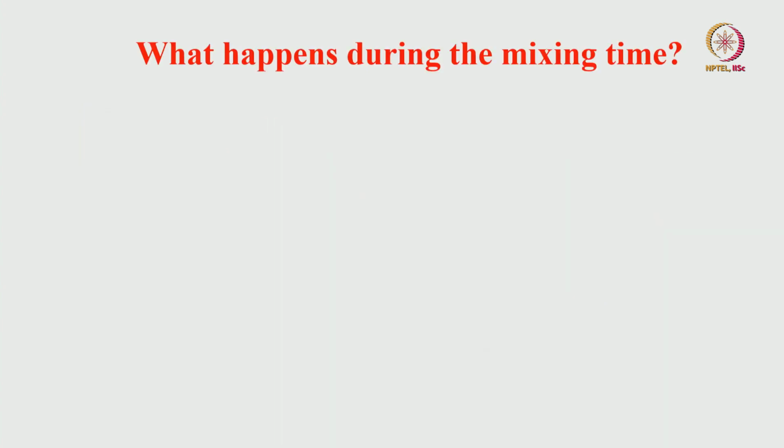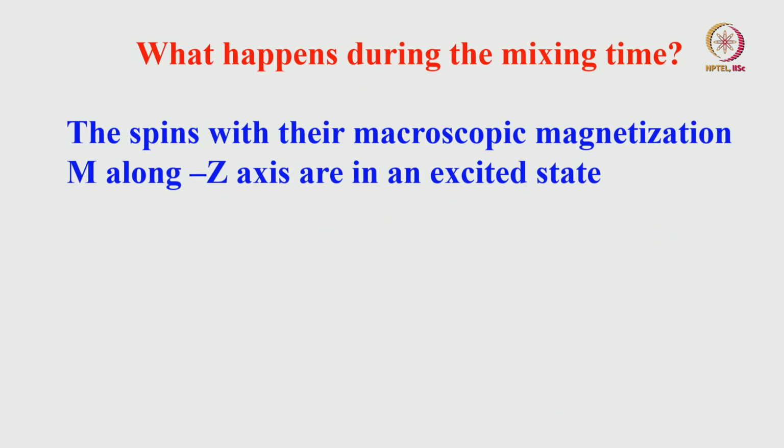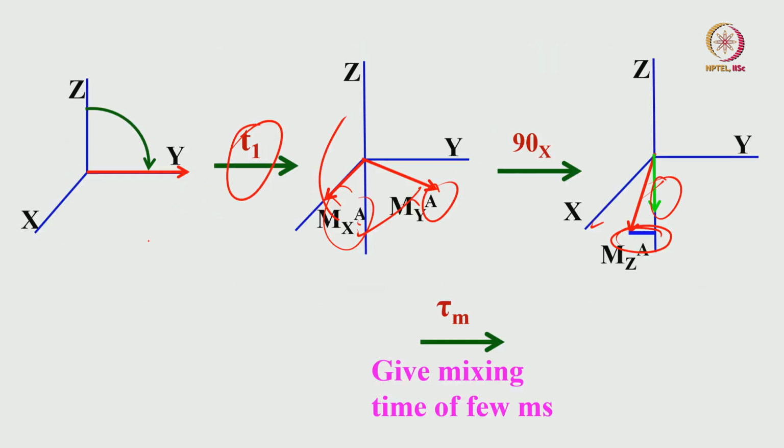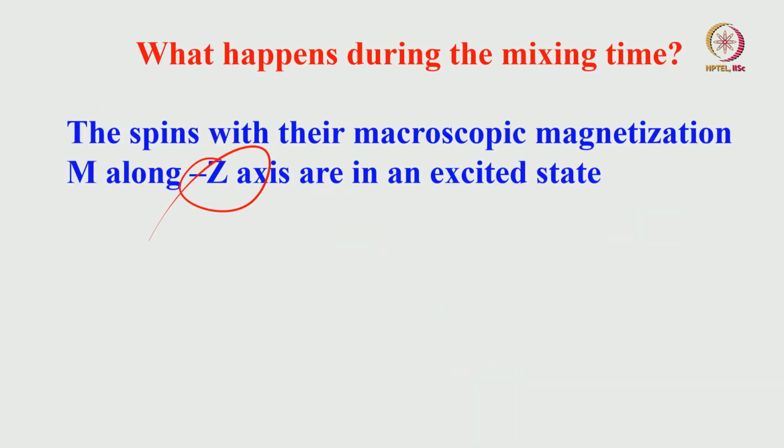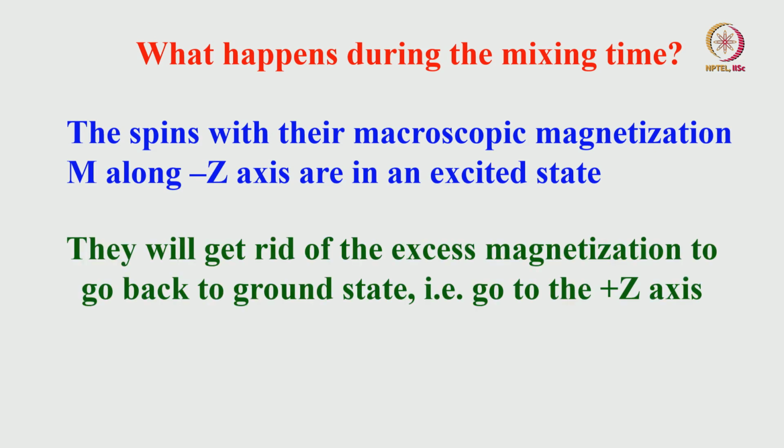What happens during the mixing time? The spins with their macroscopic magnetization along the minus Z axis, what do you mean by that? Minus Z axis means they are in the excited state. From the alpha to the beta state it has gone. That means they have higher energy. They have to go back to the ground state or go to the equilibrium state by giving excess magnetization to somebody. They have to get rid of the excess magnetization.